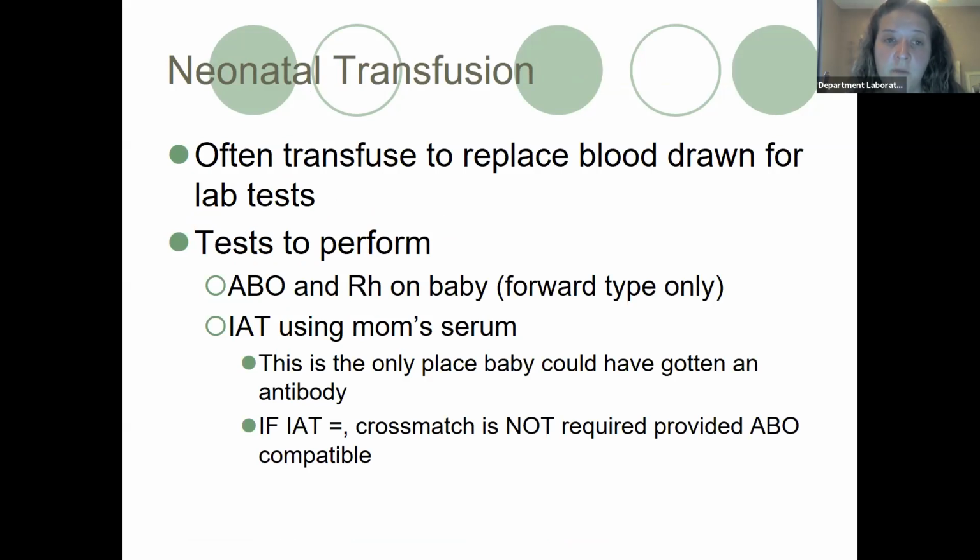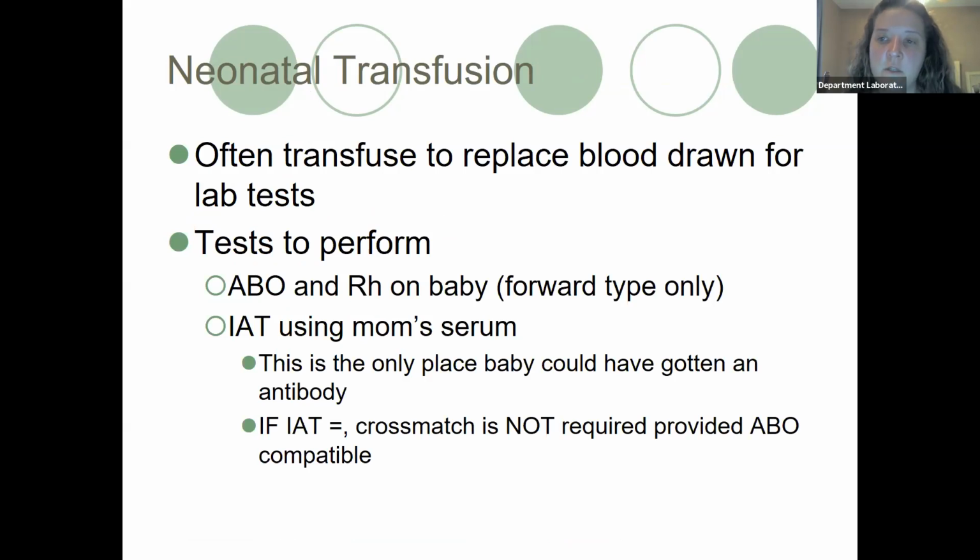It's very important before you transfuse a baby that ABO-Rh has to be done, and again, only the forward type, and we want to make sure an IAT on mom has been done, and then the antibody has been identified for mom as well.